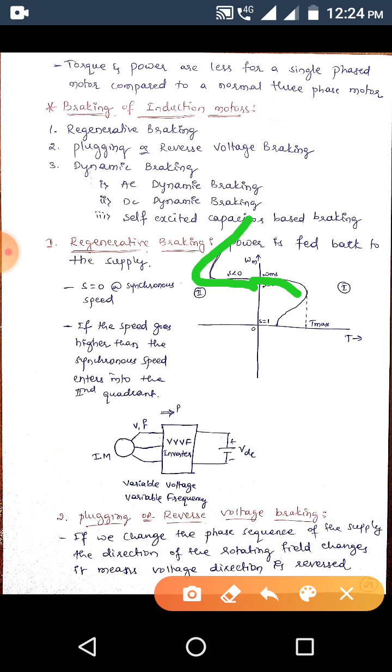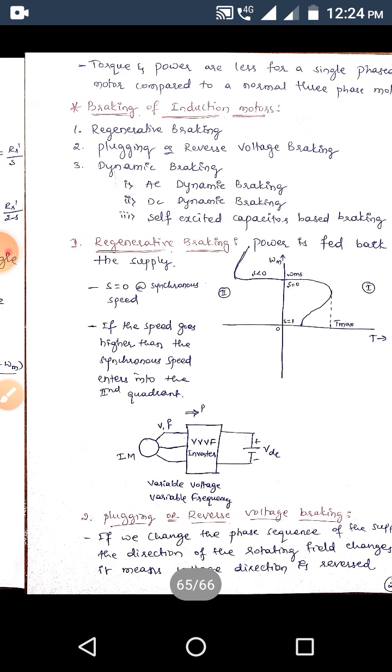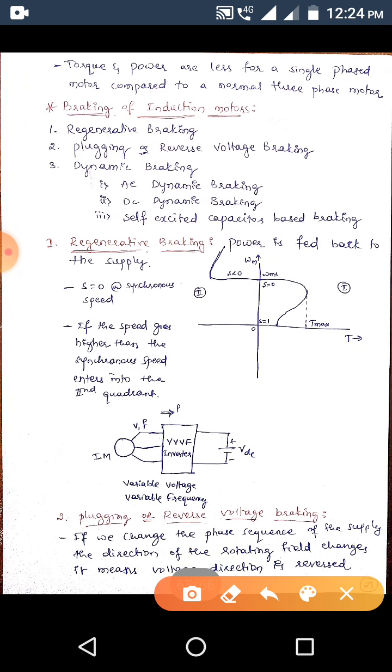So let us explain this by using the block diagram. We have the induction motor here, connected to the VVVF inverter. VVVF is nothing but variable voltage variable frequency, and it is fed back to the supply voltage VDC. When it enters into the second quadrant, we give the supply voltage to the inverter, and the inverter gives supply to the induction motor.